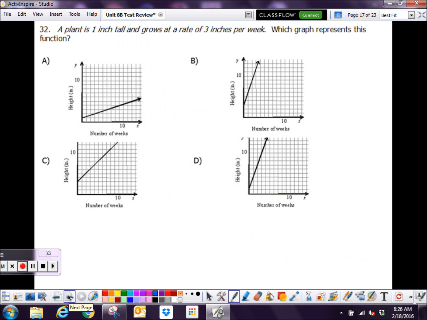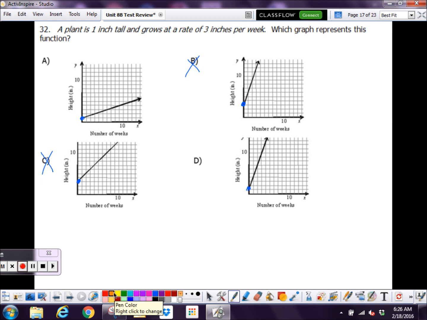32. A plant is 1 inch tall and grows at a rate of 3 inches per week. Which graph represents this function? Okay, so we need to find one that has a y-intercept of 1. So A has a y-intercept of 1 because that's where this plant is starting. B has a y-intercept of 3. That's not it. It's trying to trick us. C has a y-intercept of 3. That's not it. And D has a y-intercept of 1. Okay, so it could be A or D.